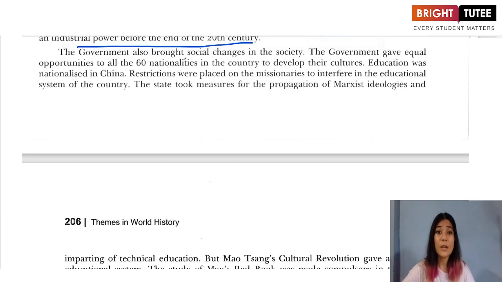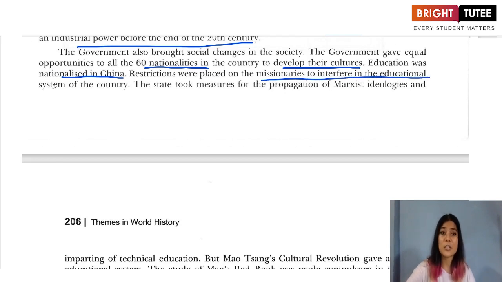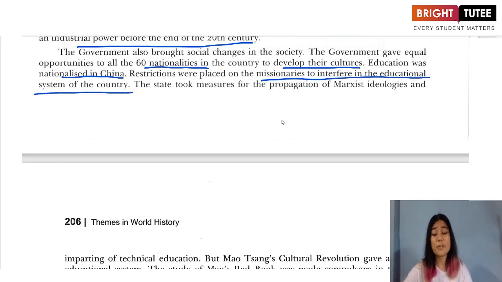Now, the government also brought about social changes in society. It not only brought changes in the economy, but also in society. It gave equal opportunities to all 60 nationalities living within China to develop their respective cultures. Education was nationalized under the communist government. Restrictions were placed on the missionaries; they were kept in check and could not interfere in the educational system of China.